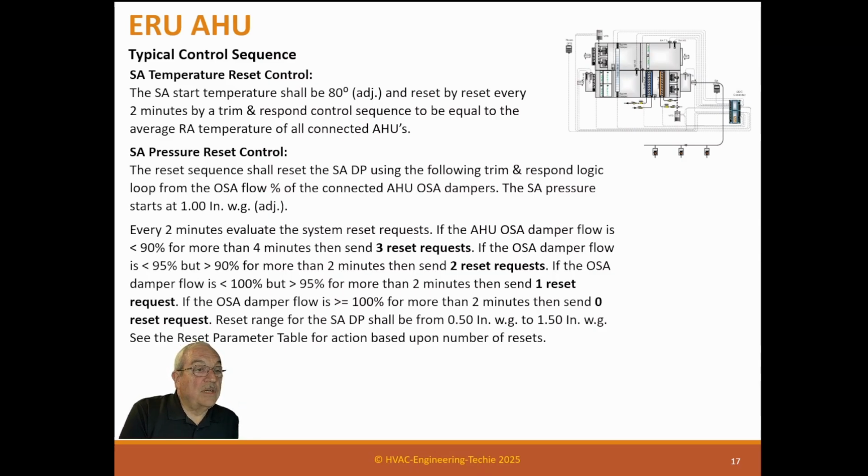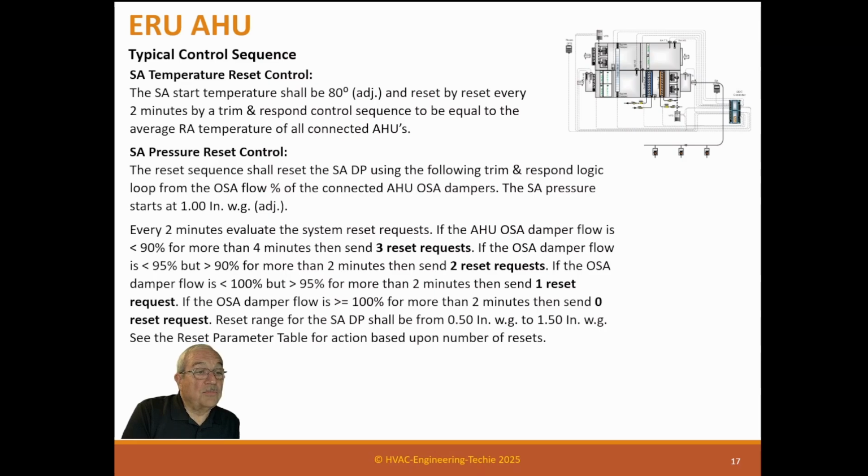Every 2 minutes, evaluate the system reset request. If the air handler outside air damper flow is greater than 90% for more than 4 minutes, then send 3 reset requests. If the outside air damper flow is less than 95% but greater than 90% for more than 2 minutes, then send 2 reset requests. If the outside air damper flow is less than 100% but greater than 95% for more than 2 minutes, then send 1 reset request. If the outside air damper flow is greater than or equal to 100% for more than 2 minutes, then send 0 reset request.